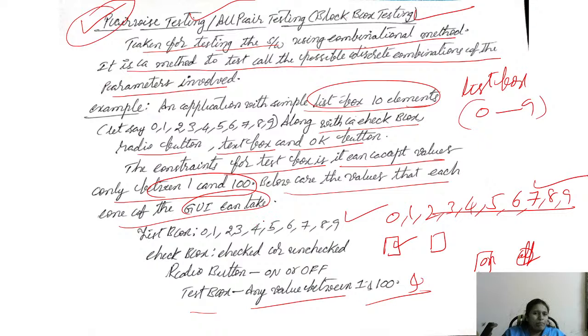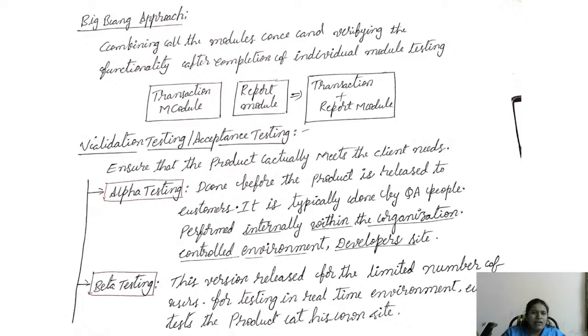This is called pairwise testing. We give all possible discrete combinations of the parameters involved. We take the possible combinations of the discrete parameters and test the list box, checkbox, radio button and text box together.